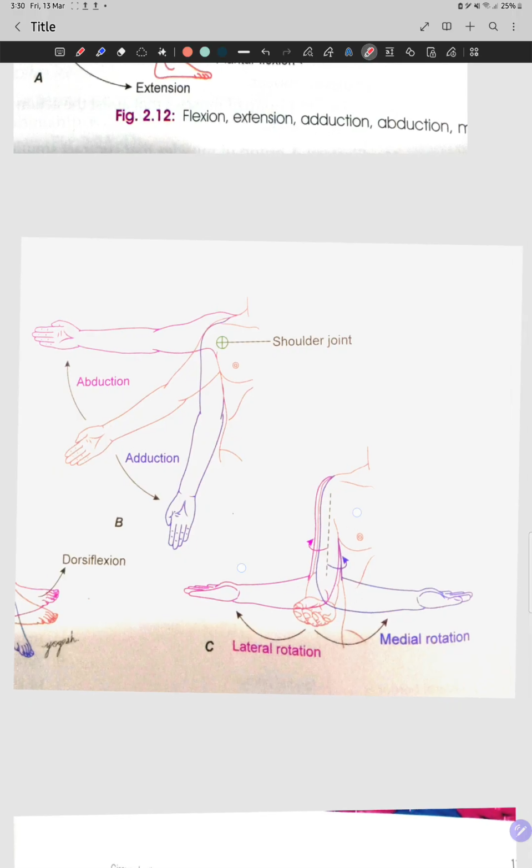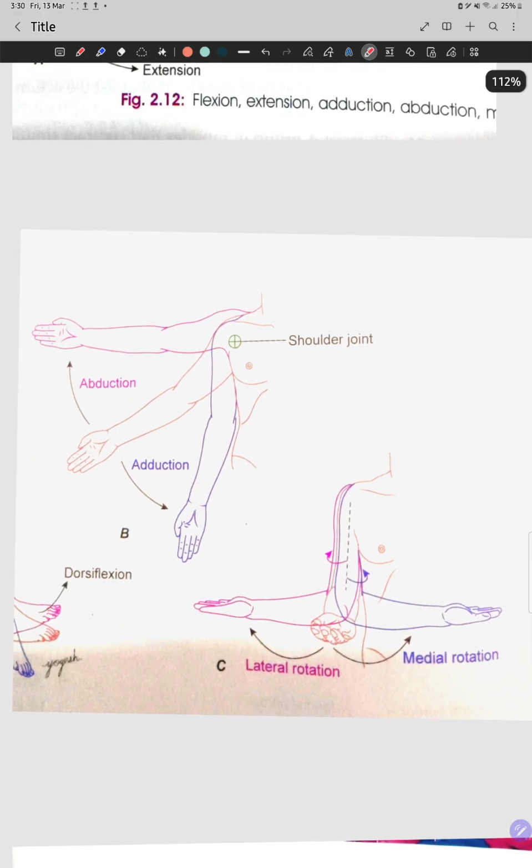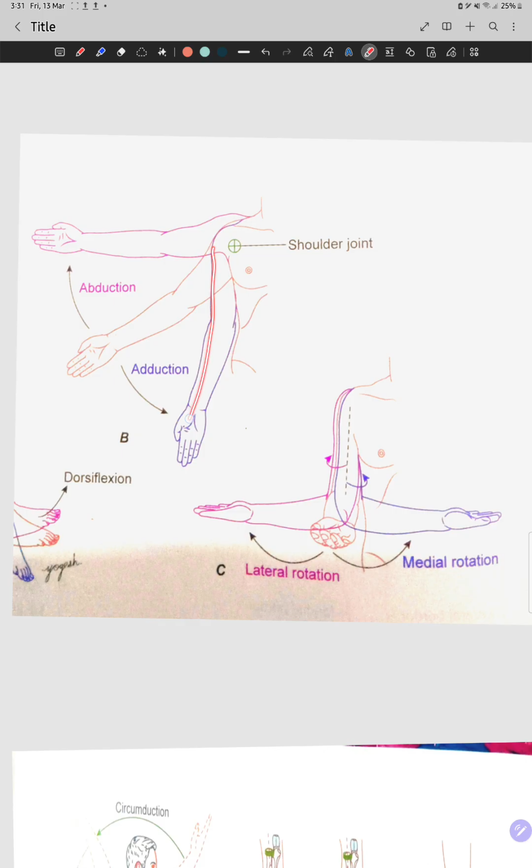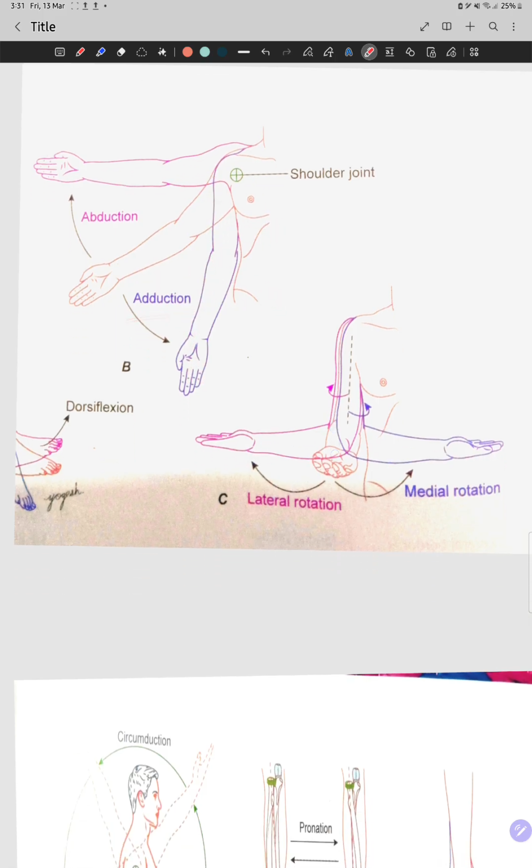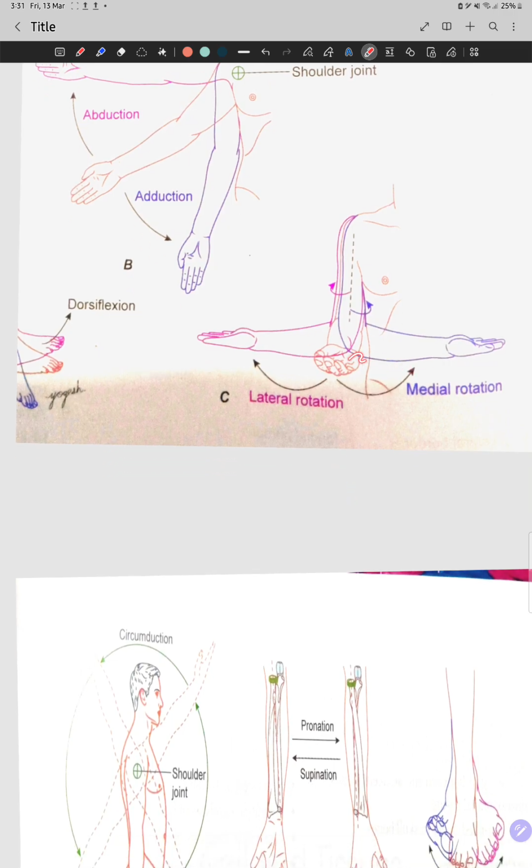Next, coming to abduction, adduction. This is the normal hand. We are going to bring our hand in this manner. If you keep our hand in this manner for a long time, our hand is going to pain. So we say, Abba, my hand is paining. So it is abduction. When we keep hands in this manner, our hand is not going to pain. So adduction.